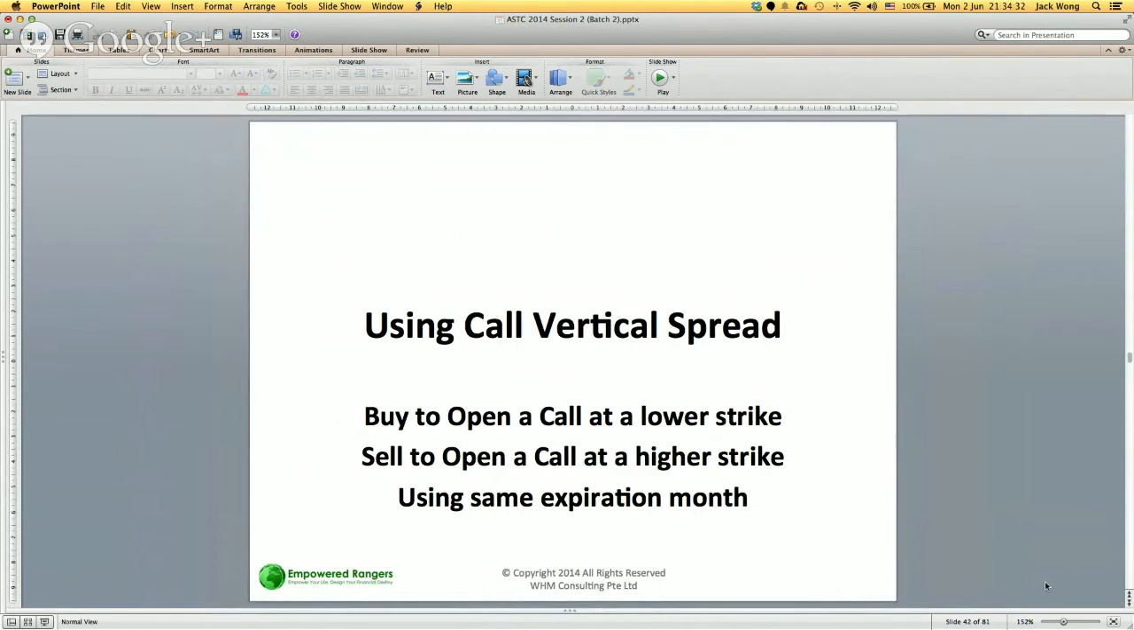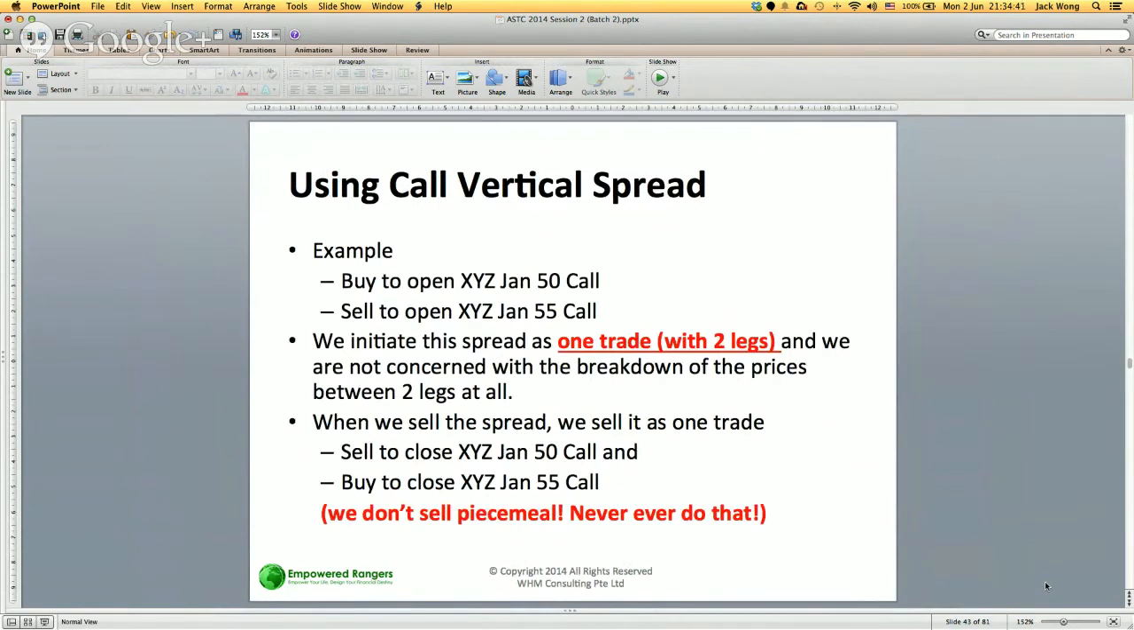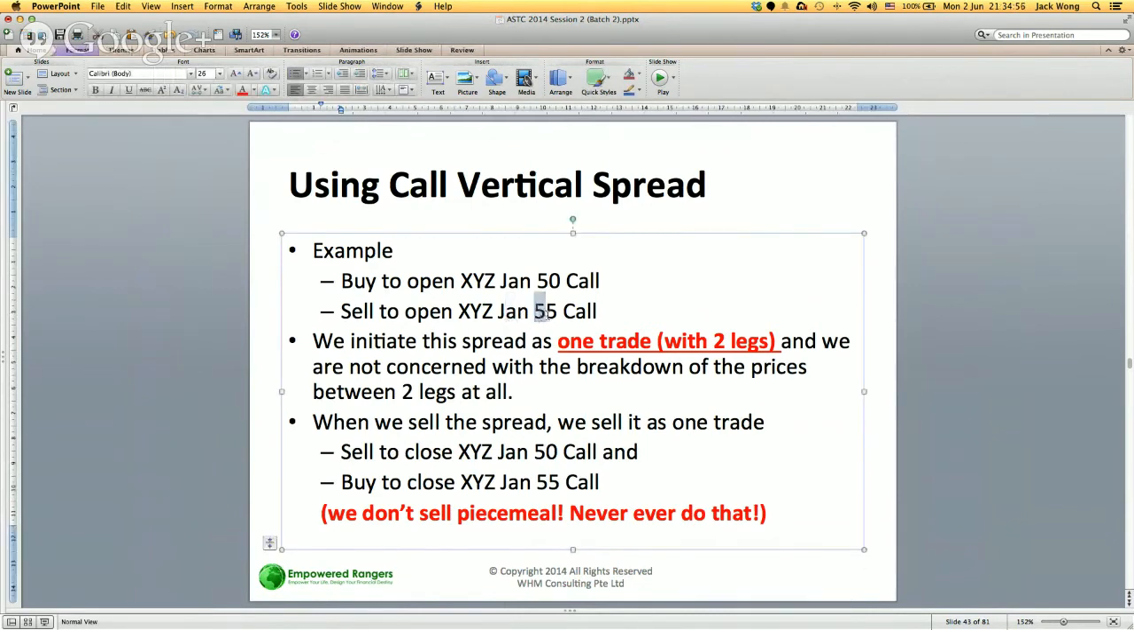Buy to open a call at a lower strike, sell to open a call at a higher strike using the same expiration month. So in essence, this is how it works. If you use Jan as the expiration month, you will buy the stock option at a lower strike, so say 50 call. You will then sell at the same time a call option, same month, at a higher strike. That's it. That's what a call vertical spread is about.